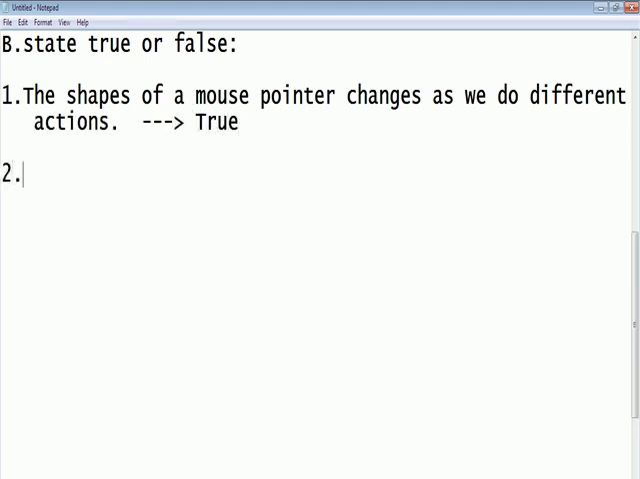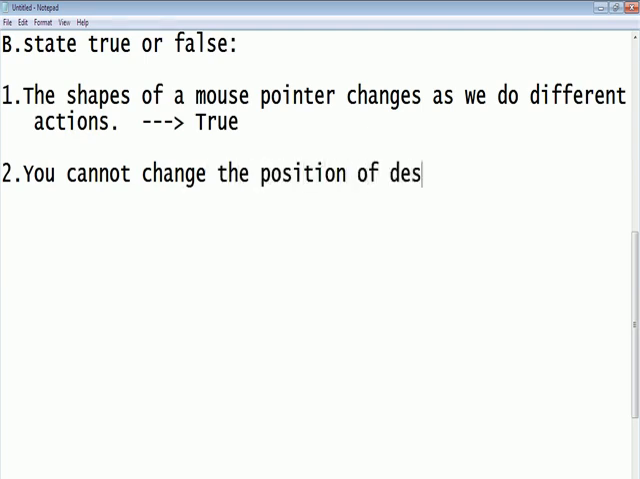Now come to the second question. You cannot change the position of desktop icon. So the answer for this question is false. It is false. We can change the position of the desktop icon.